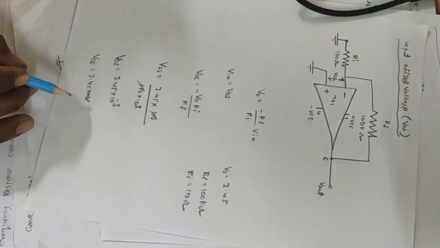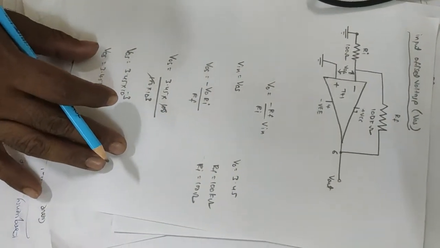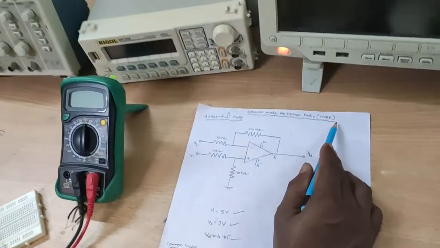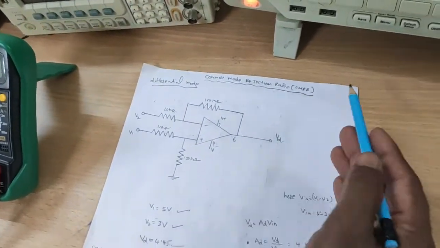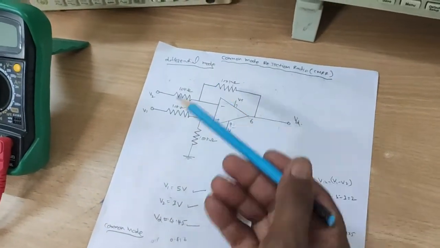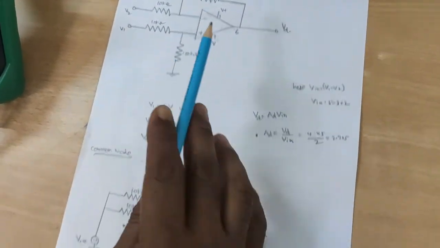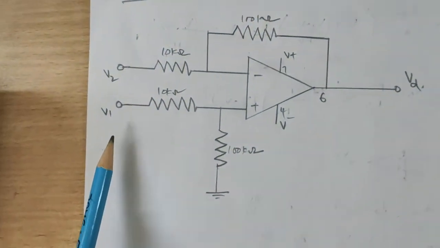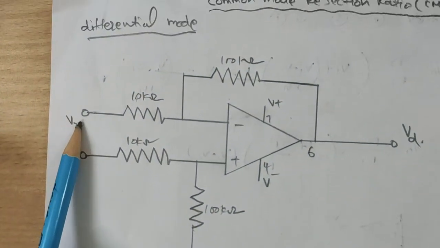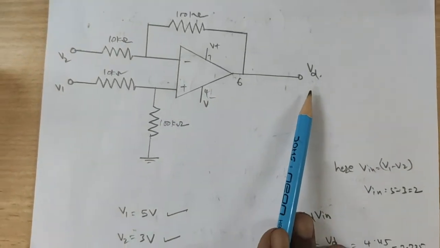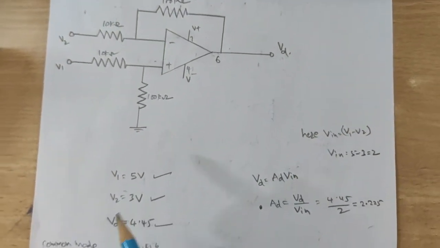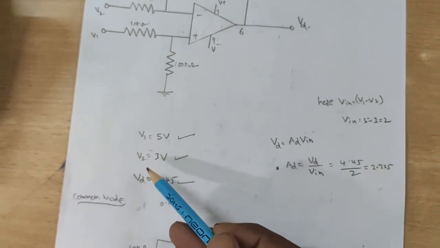This is the input offset voltage. Now discussing the common mode rejection ratio, that is CMRR. In CMRR, two modes are there: differential mode and common mode. This is the circuit diagram for differential mode. Here the inputs are V1 and V2, and this is VD, the differential mode output. Here you can take V1 as 5 volts and V2 as 3 volts.